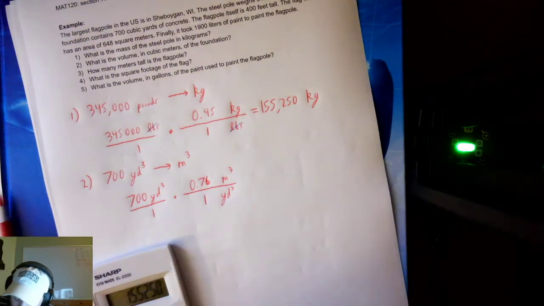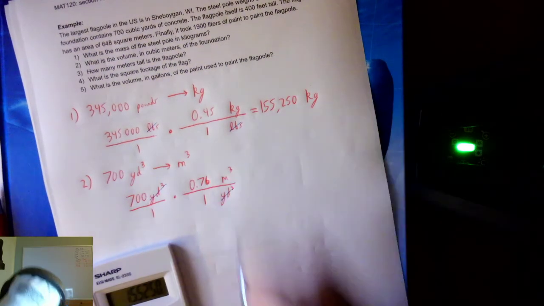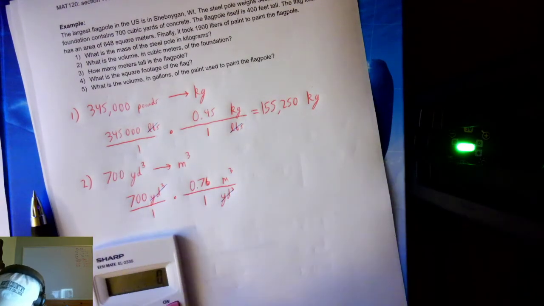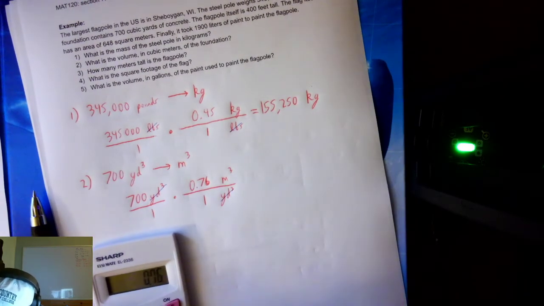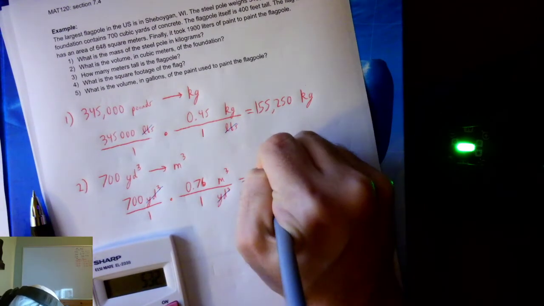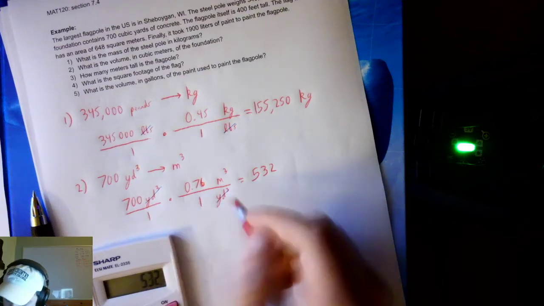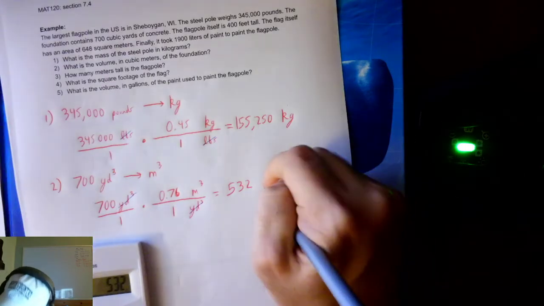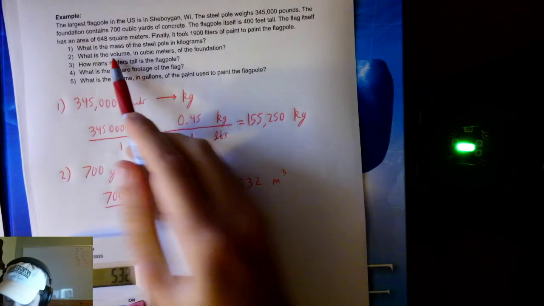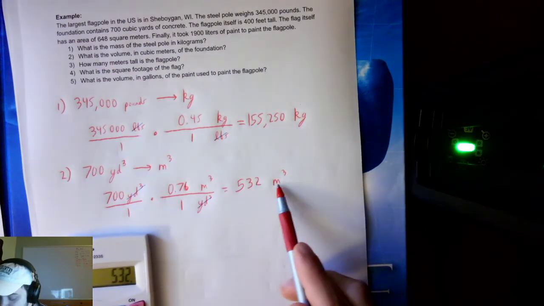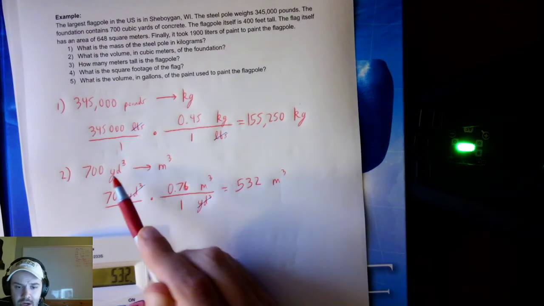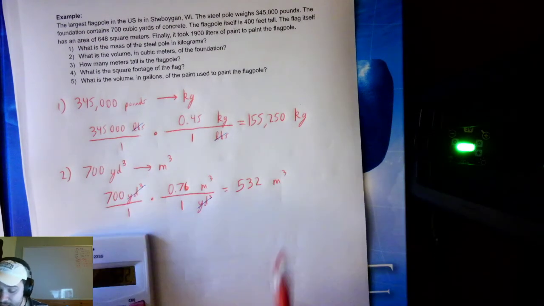So, once again, I'll cancel my yards cubed, and I have meters cubed, right? Well, 700 times 0.76 is 532. Once again, the denominators have nothing going on, and I'll get meters cubed. So the volume of the foundation is 532 meters cubed, which is the same as the original 700 yards cubed, right? I just converted the units.